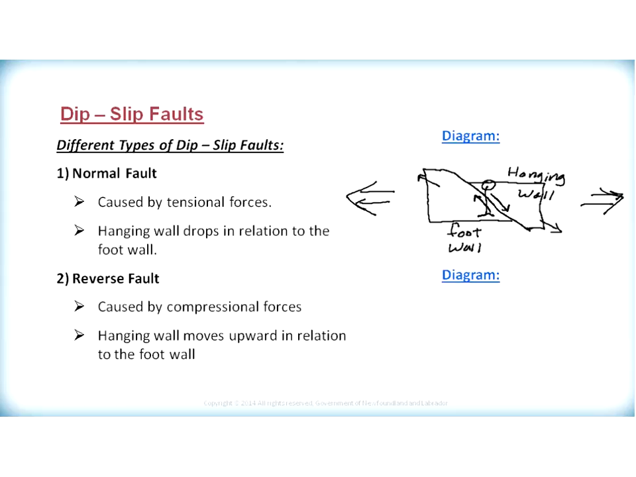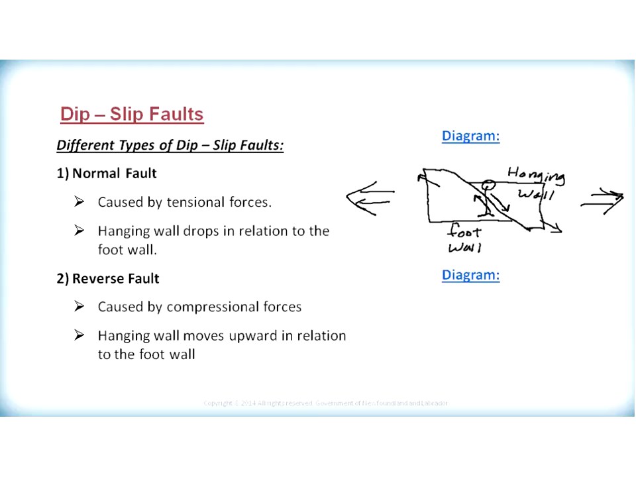When we look at a reverse fault, it is caused by compression forces, and compression forces cause the plates to move together. In this type of fault, we see the hanging wall, which moves upward in relation to the footwall. Let's draw a diagram of a reverse fault.